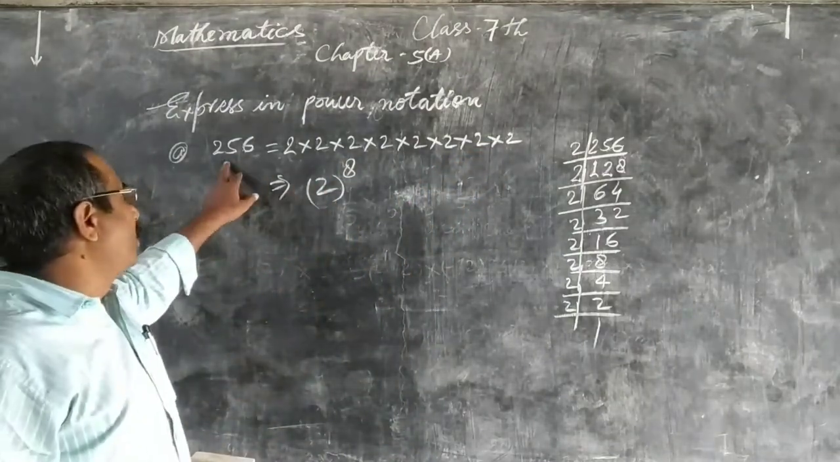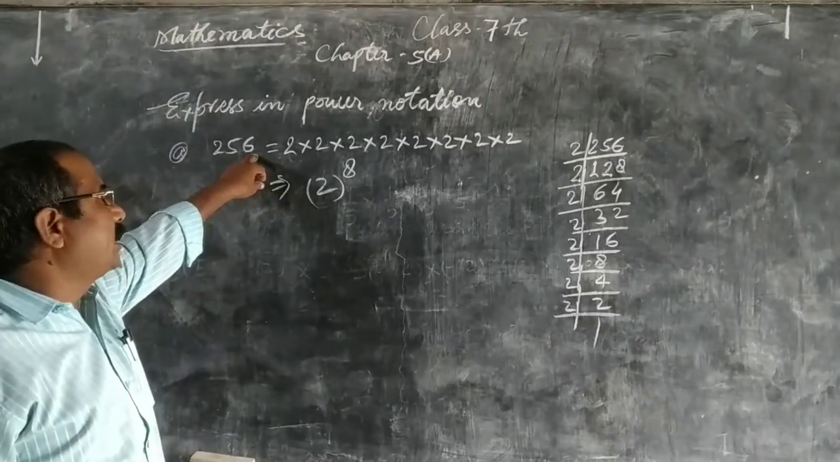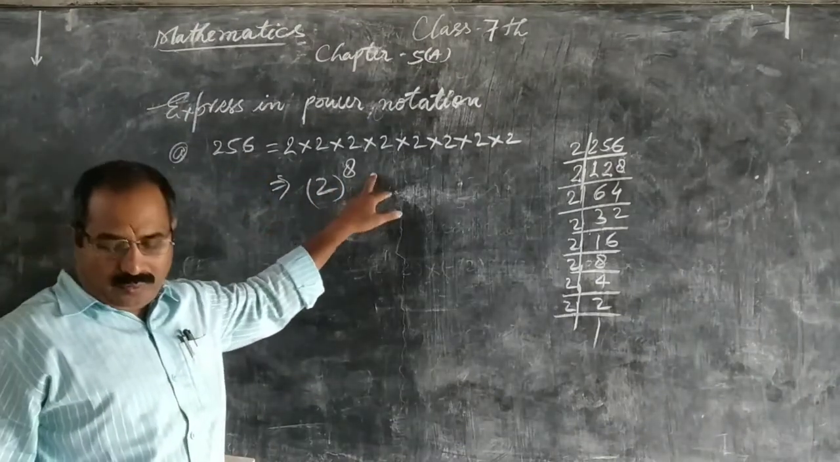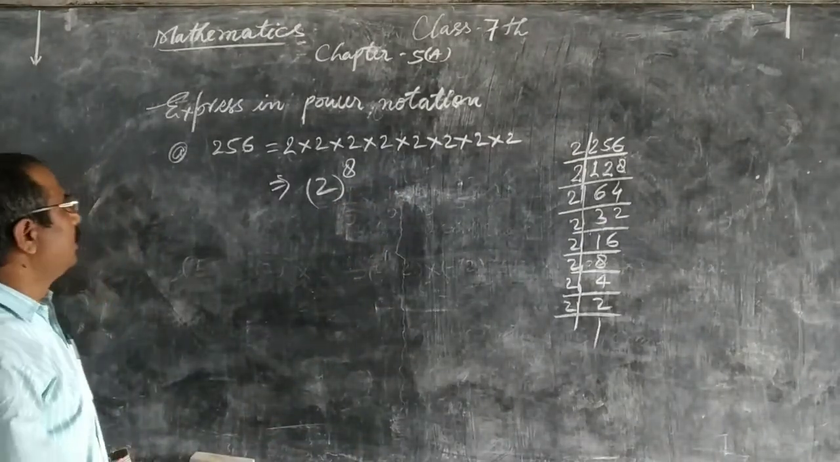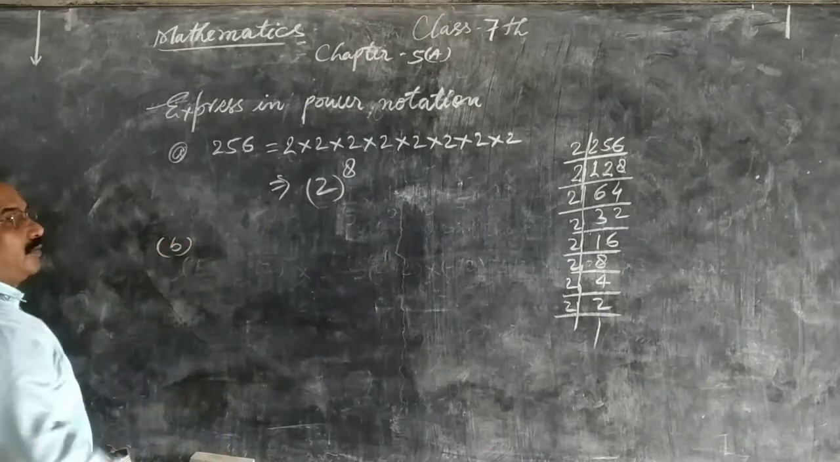So you can write 256 in power notation as 2 to the power 8. 2 to the power 8. Suppose that some questions are in fraction mode.